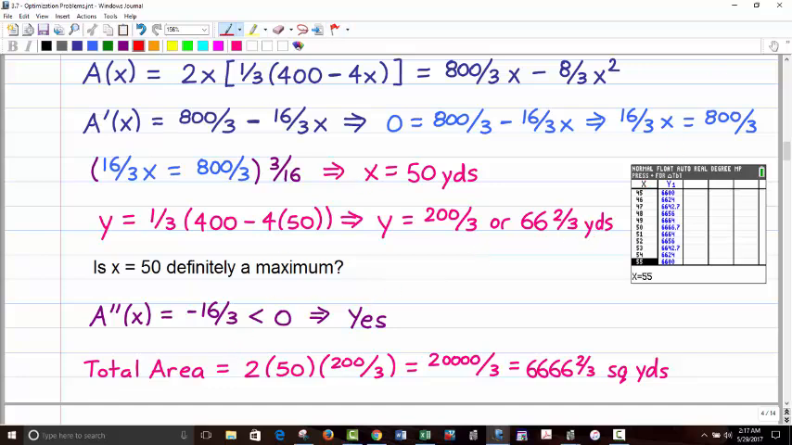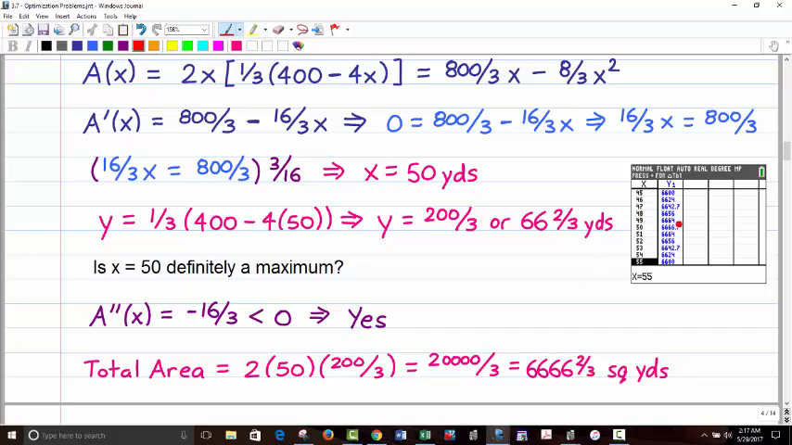And this is showing you what if we wanted to know what the total area then is. So that could also be asked, what would that area be? So the area function was 2 times X times Y. So, okay, it's a weird number, 20,000 over 3, or it'd be this number right here, 666 2/3 square yards.